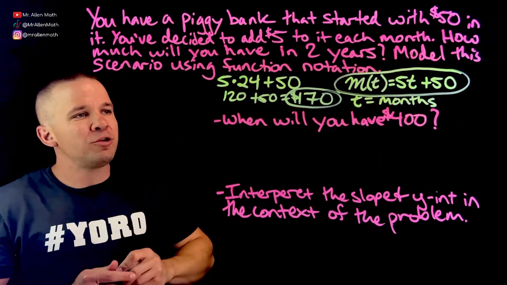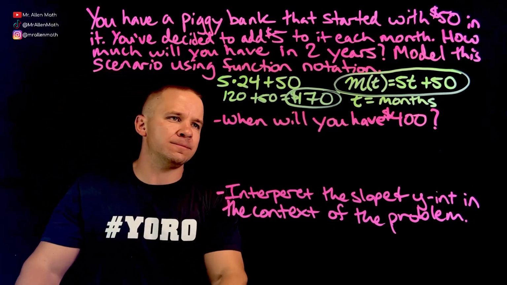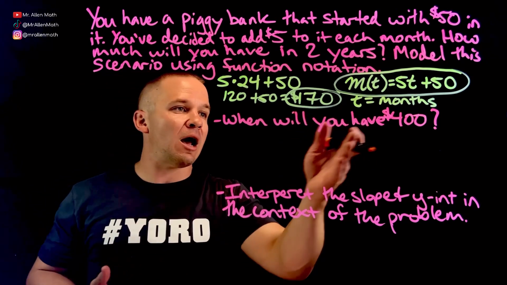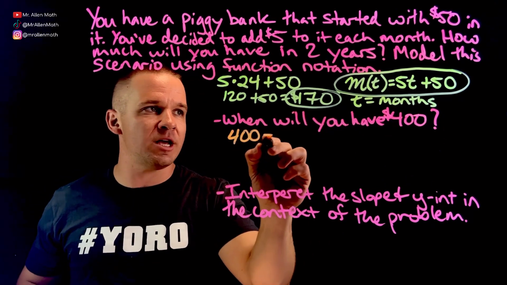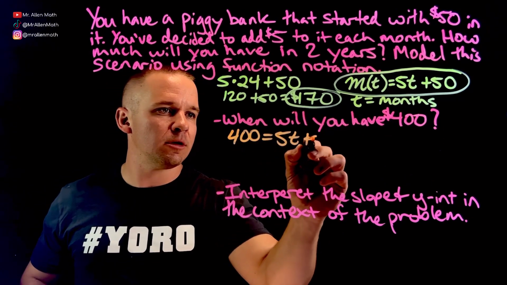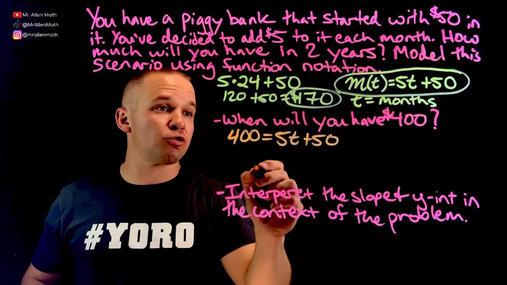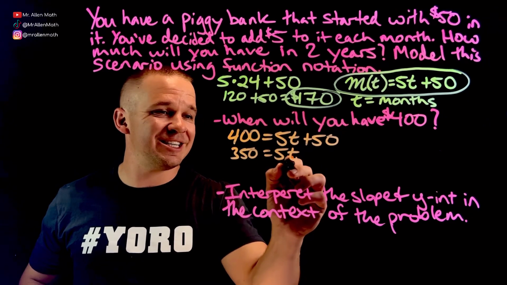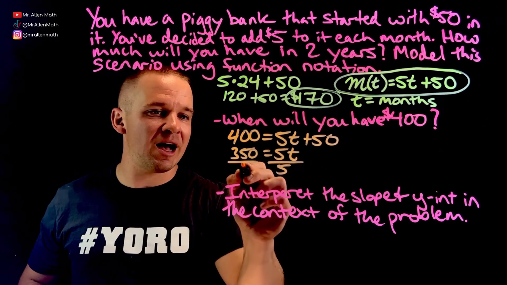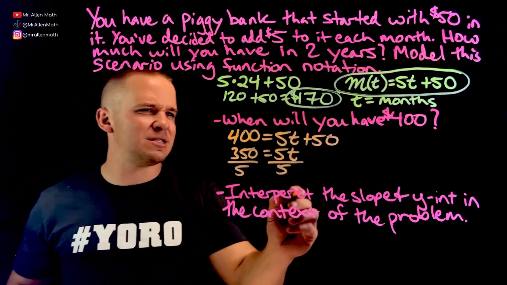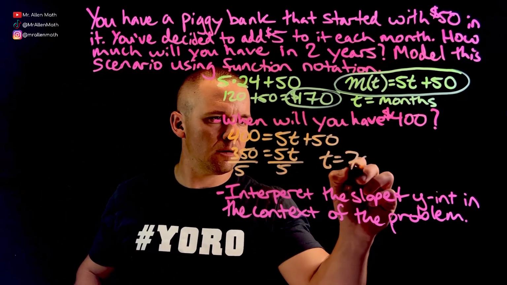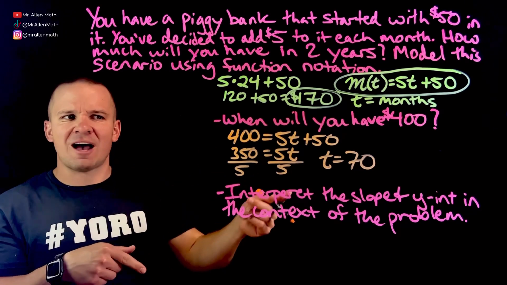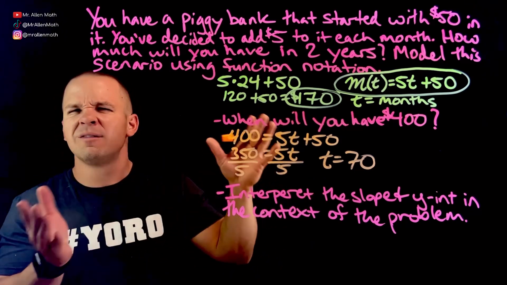All right, next question. When will you have $400? Ooh. Now, I could guess and check this situation, but I just wrote a dope function. And what if I just set that equal to, so 400 equals my dope function. Okay. So we're going to subtract 50 from each side. So we get 350 equals 5t. That'll divide by 5. And I think I'm going to get myself 70. Boom. All right. Yeah, because 5 times 7 is 35. So there we go, right?